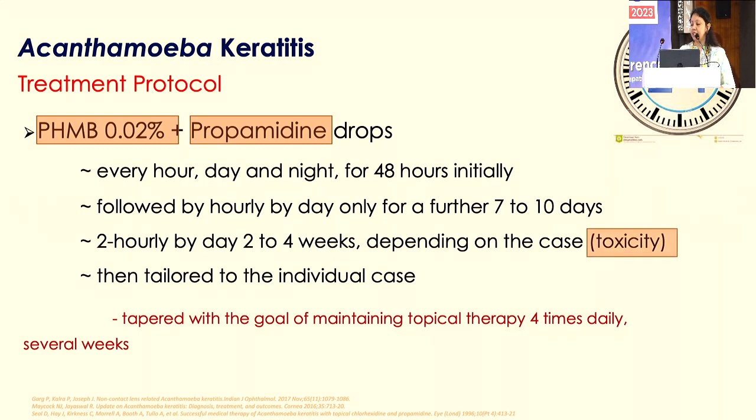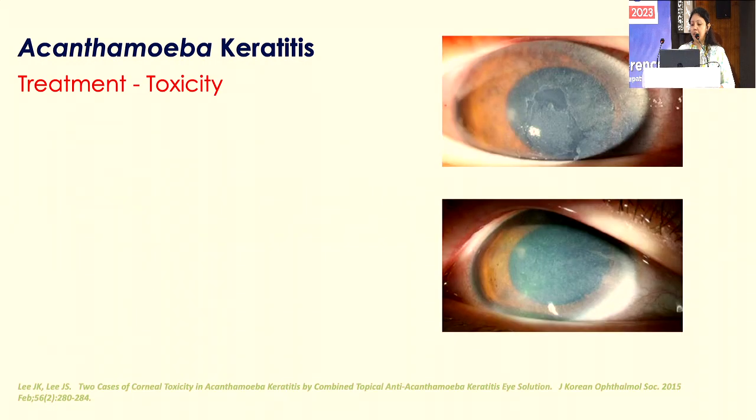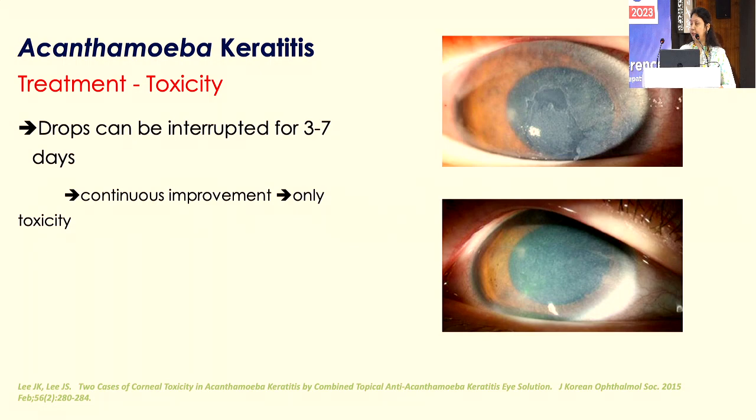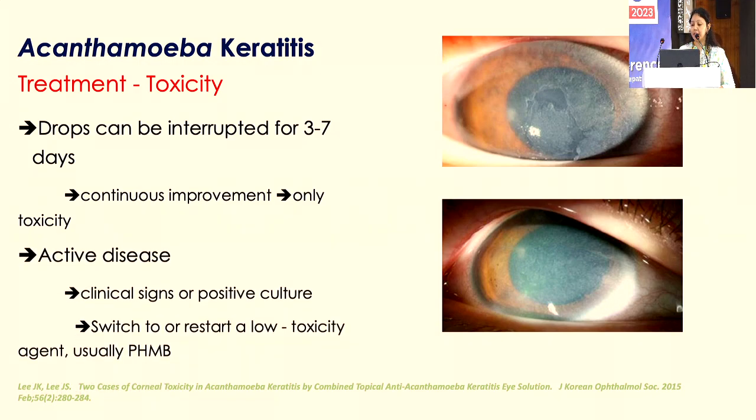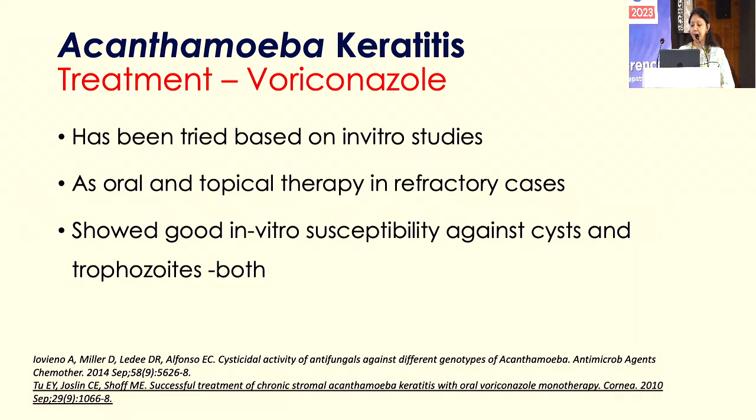However, toxicity is a big issue. We cannot introduce another complication to such a weird infection, so how do we treat toxicity? You just stop all the medication. Acanthamoeba is not an explosive infection, so you just stop everything, and if you see that the case continues to improve, you make the diagnosis of ocular toxicity. But if there is an active infection with clinical signs and positive cultures, you can switch to or start a low toxicity agent like PHMB.